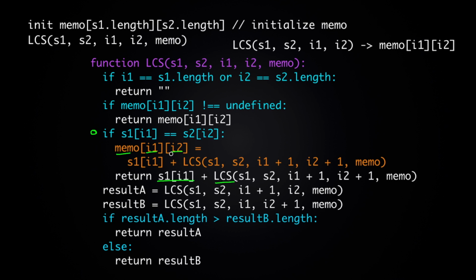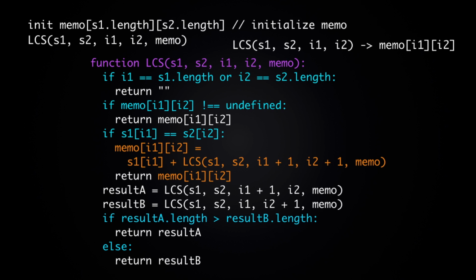Memo[i1][i2] is equal to this thing that we're going to return. And since we just stored the return value of this function with these particular arguments in memo[i1][i2], instead of computing it again, we're just going to return that, just like that right here.